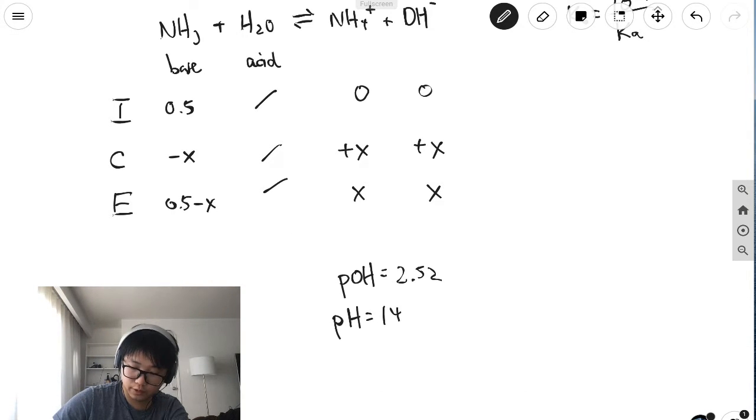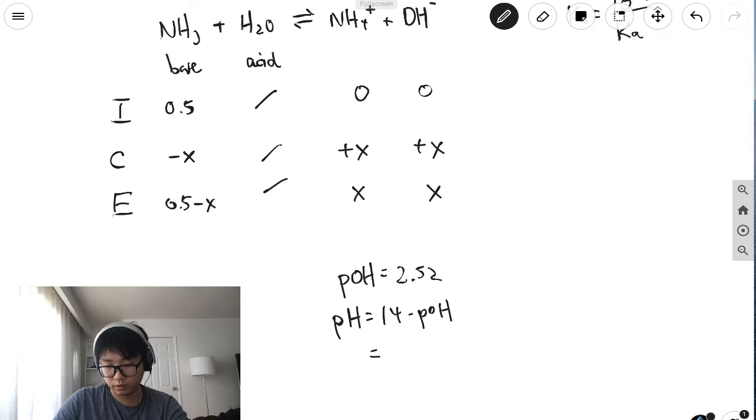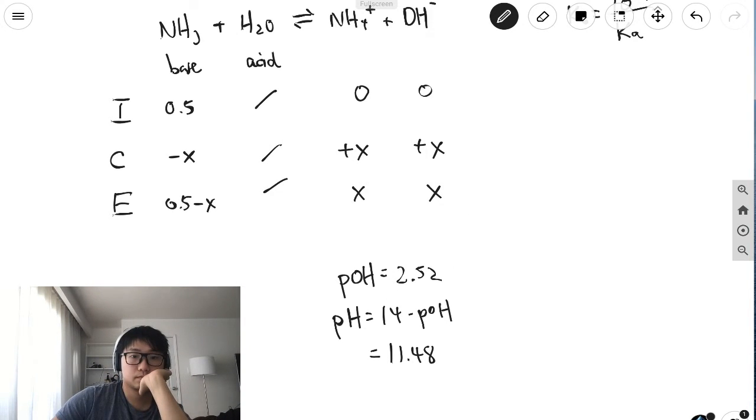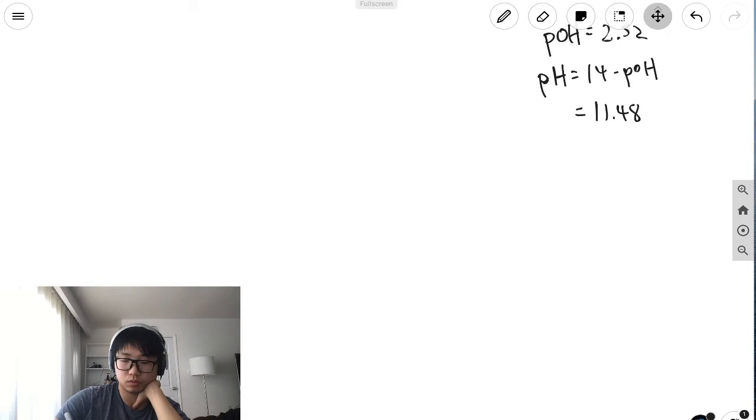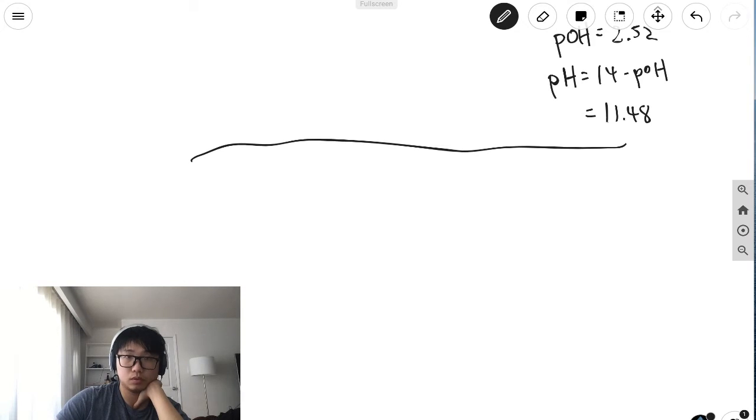So pH is going to be 14 minus pOH, which means in this case we have 14 minus 2.52, 11.48. So let me know when you have that one down.